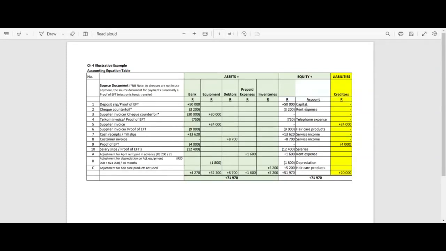And here we've got all the various accounts. That's either income or expenses. We've got the capital there, so that's neither an expense nor an income. That is the capital that the owner, Ayesha, introduced into the business. Then we've got the expenses: rent expense, telephone expense, hair care products expense, service income or services rendered if you wish, salaries expense, and then the adjustments there. Then just when it comes to the depreciation, let us just discuss that, ladies and gentlemen.